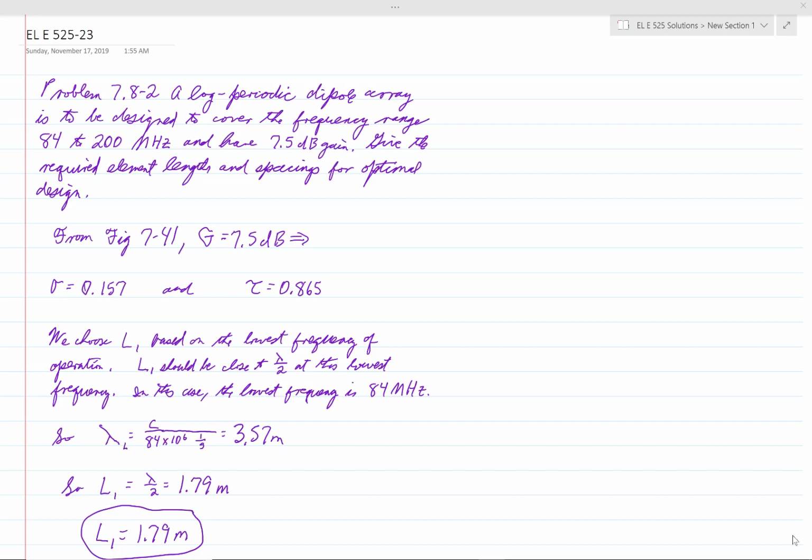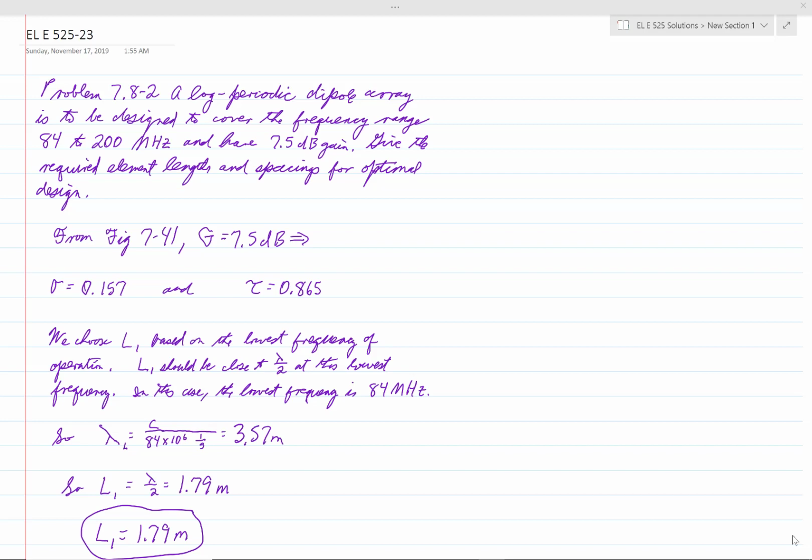Welcome to Lecture 23 of Electrical Engineering 525. In this lecture, we will talk a little bit about the design of log periodic dipole arrays. This material is covered in section 7.8 of your textbook.